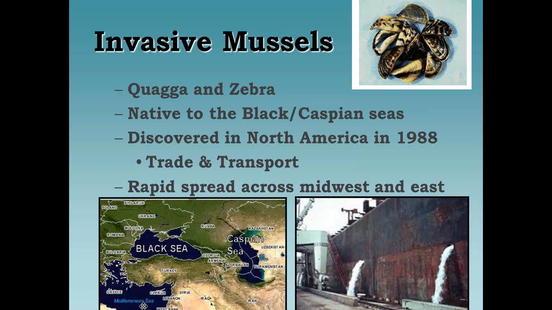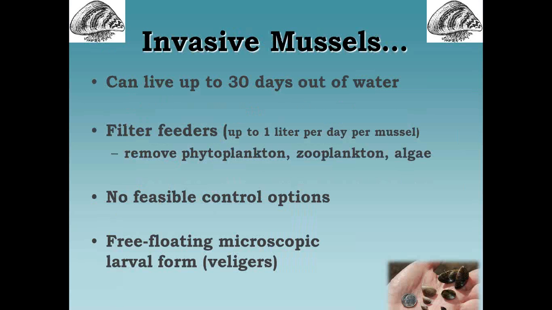So a little bit about the mussels. They're native to the Black and Caspian Seas. Those are large freshwater lakes in the present-day Ukraine-Russia area. And they were first discovered in the 80s in the Great Lakes, definitely as a result of the ballast water of a huge cargo ship. That's responsible for lots of introductions. And across the Midwest and the East, the mussels moved quickly from the 80s to the early 2000s.